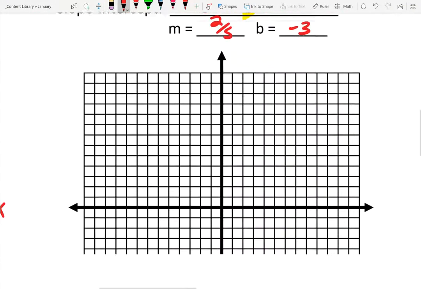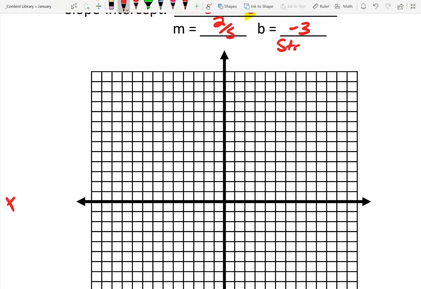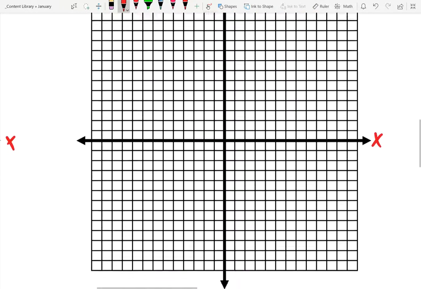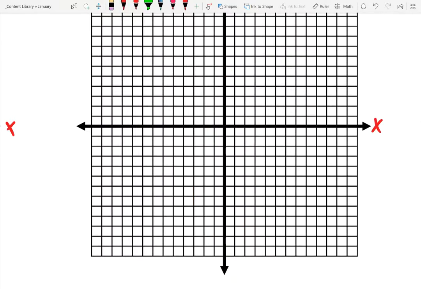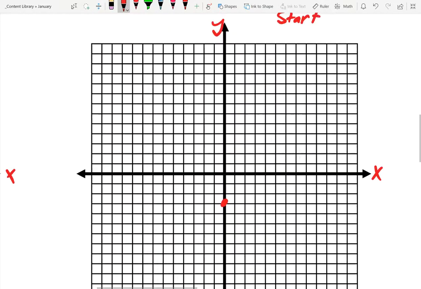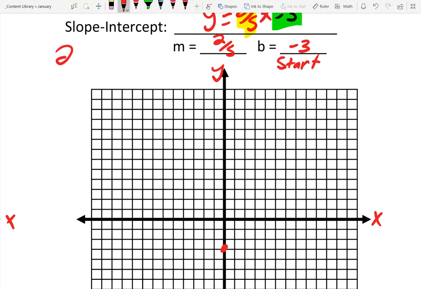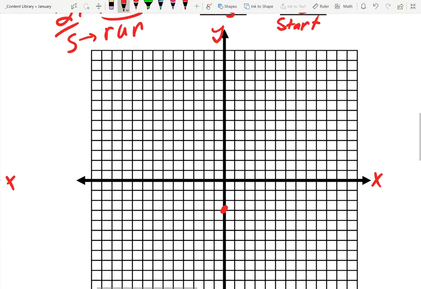Now on the graph, remember, we start with our b value. We start with our y-intercept. So our y-axis, remember, is the vertical one. So on this vertical axis, we're going to go counting down to negative 3. So if 0 is in the middle, negative 3 is going to be 3 below it, so right here. And now our slope, remember, is 2 over 5. So remember, rise, and remember, run. So a positive 2 would indicate up, and a positive 5 indicates right. So we're going to go up 2 and right 5.